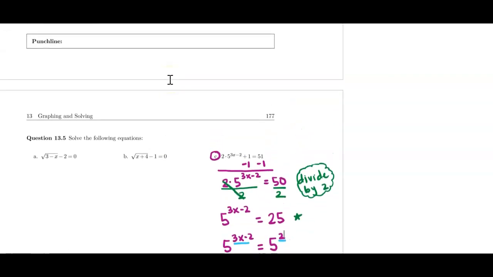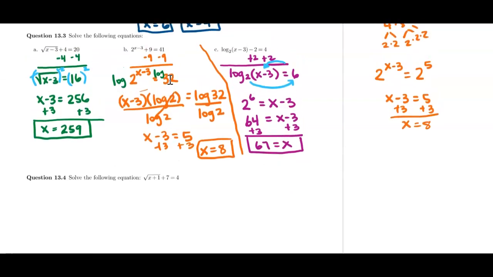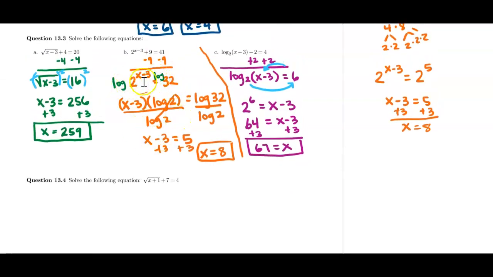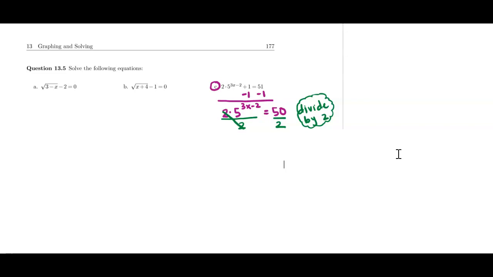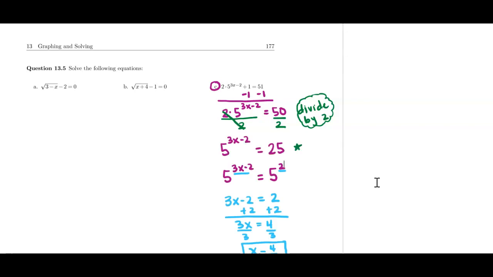I showed that on that last one here. Remember how here we could have taken the log of both sides, or we could have solved them. But if you can't make them into like bases, then you have to take the log of both sides. So look at that chart we did on page 164, the exponential with unlike bases. So you must take the log of both sides. That's the only way you're going to be able to solve those.